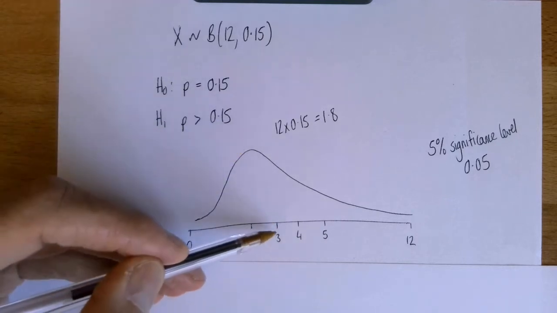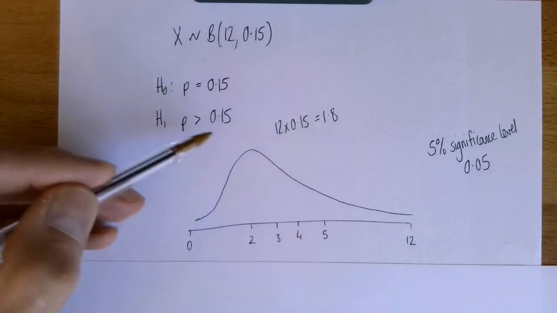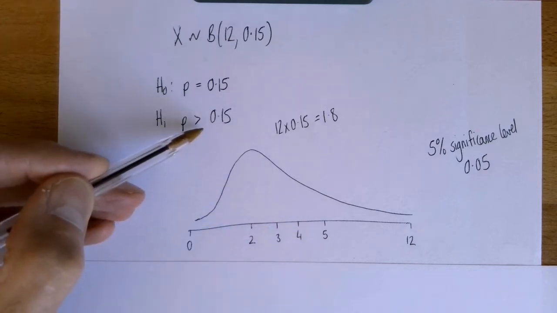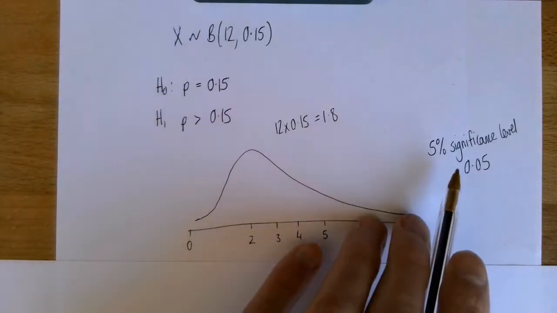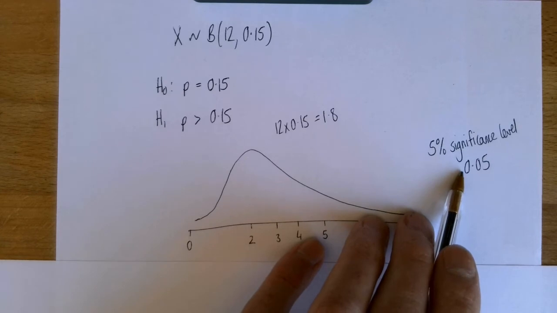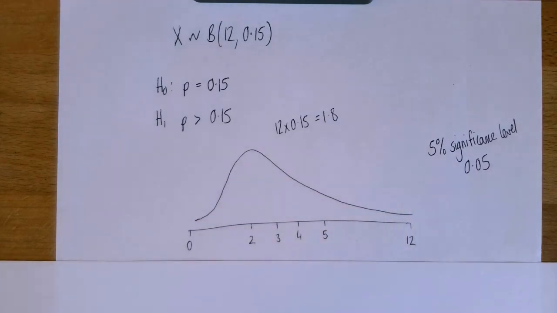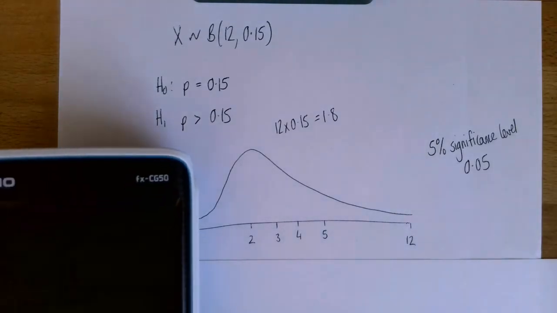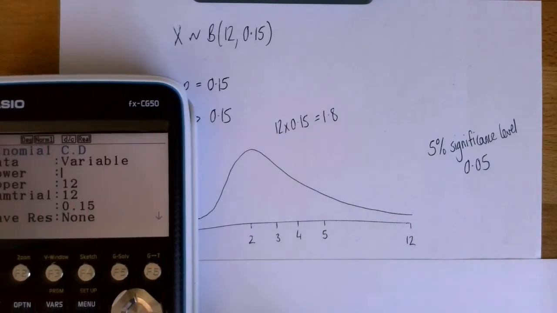But what about if I get 3 or 4 or 5? Is that enough evidence to suggest that actually the probability is greater than 0.15 of breaking eggs? Well, let's test at the 5% significance level. And that means that I'm testing to see if the probability of a value or greater than that value is 0.05. And if it's less than that, then alarm bells will start to ring. Okay, so I am going to enter my values in my calculator.